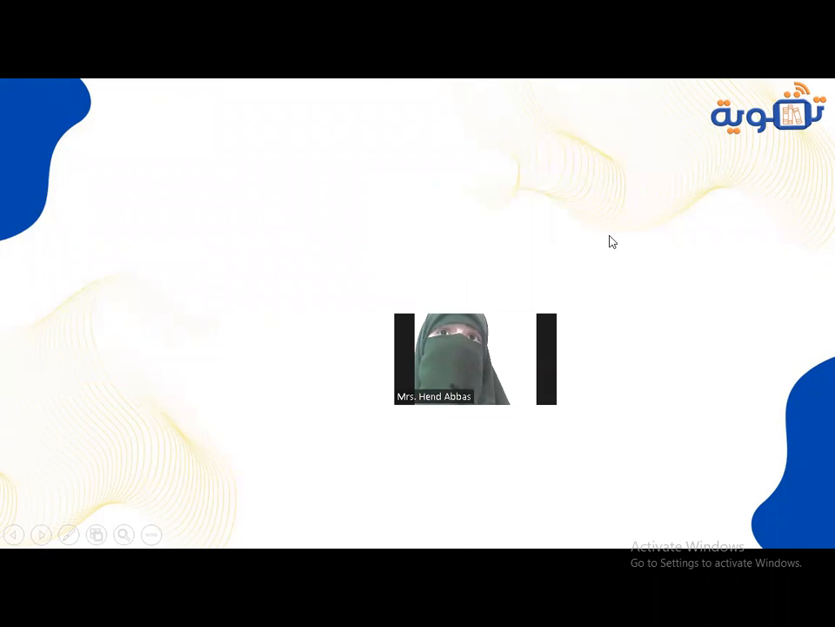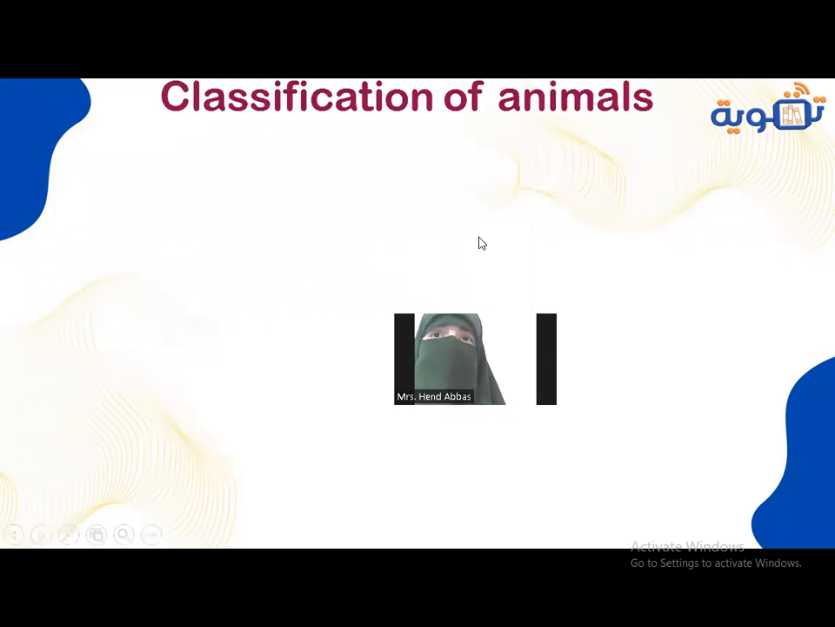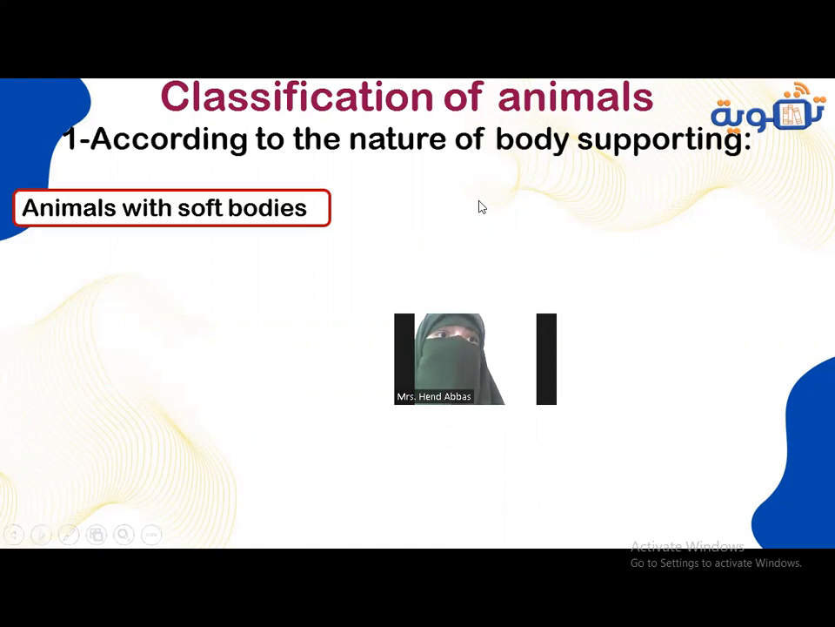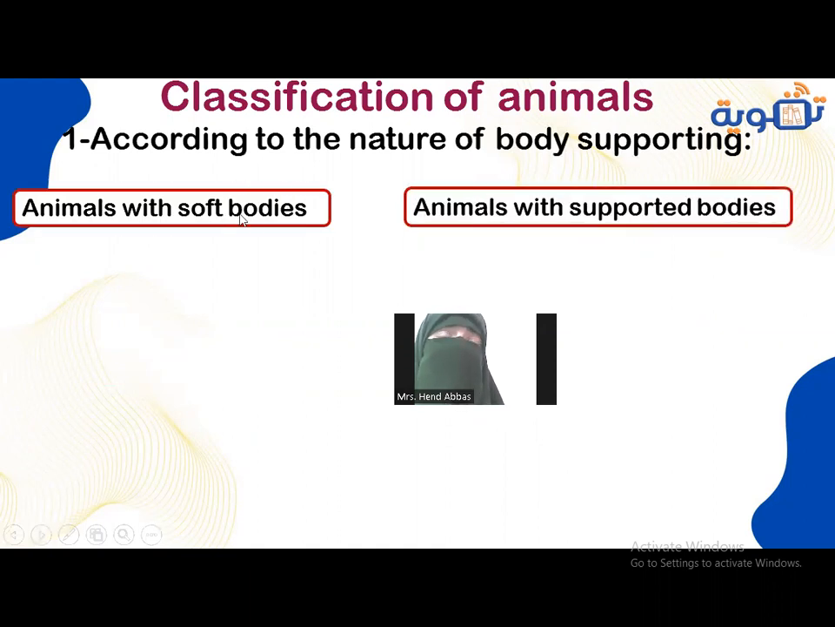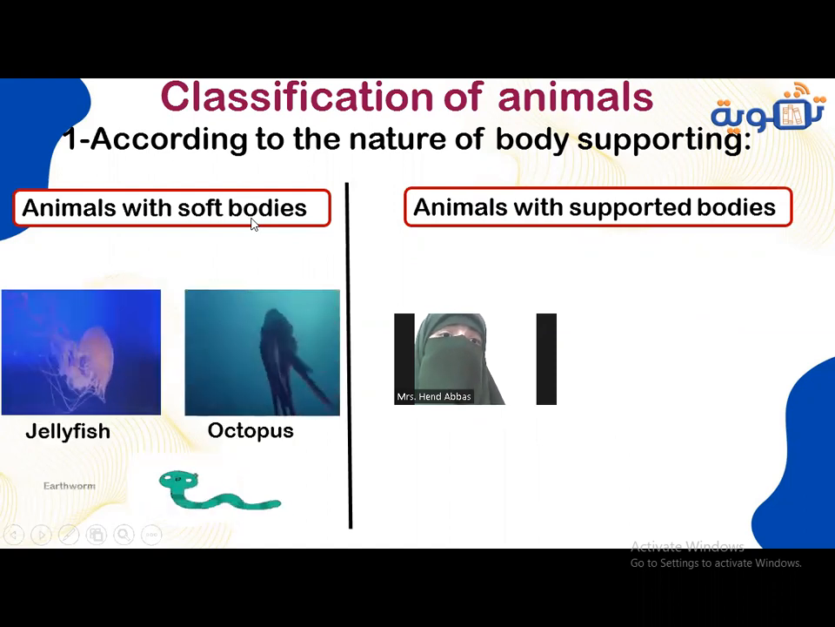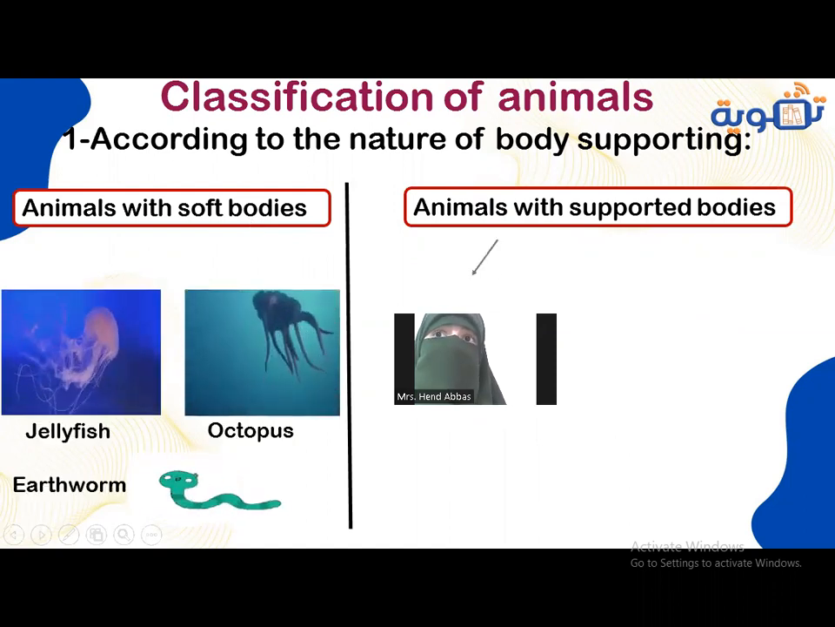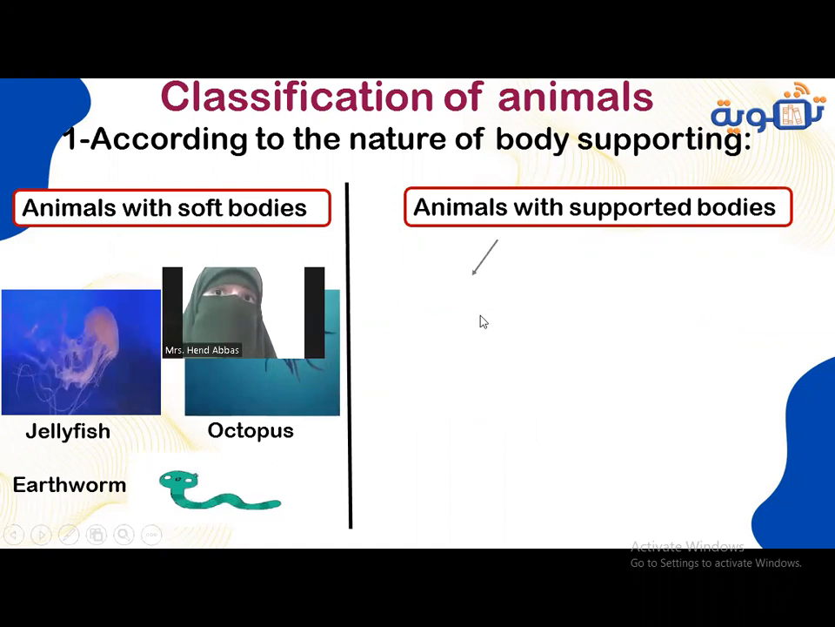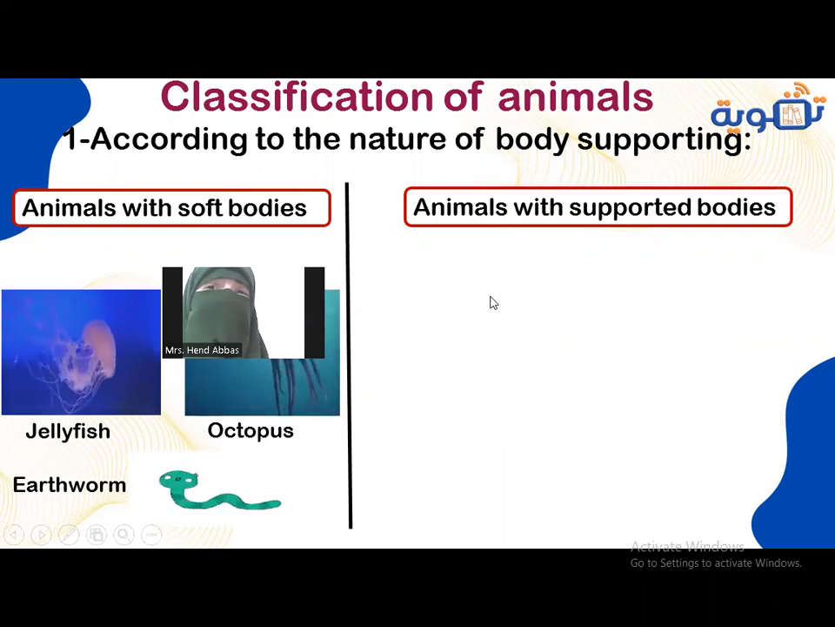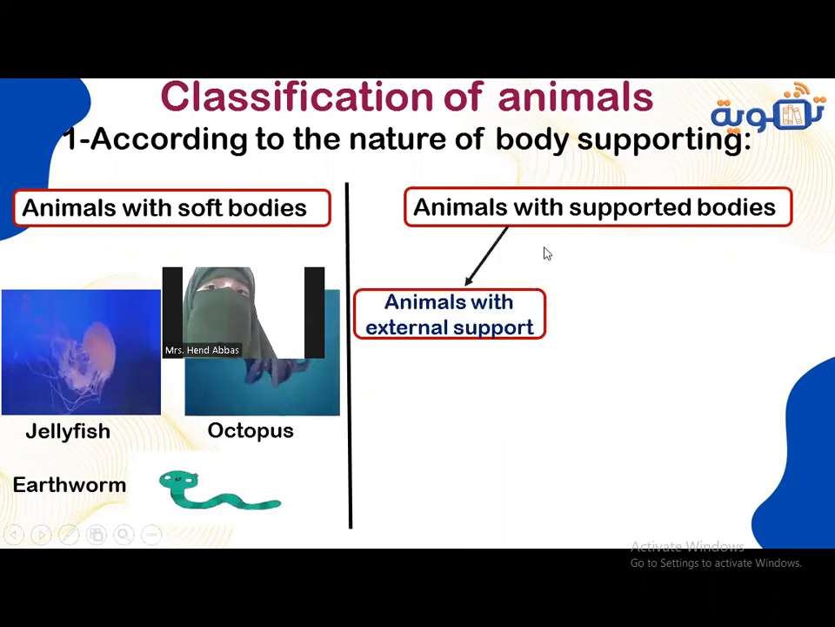Okay, the classification of animals. Classification of animals according to the nature of the body support. There are some animals that are soft-bodied animals. They don't have any body support, like jellyfish, octopus, and earthworm. There are some animals that have supported bodies. A lot of animals have body support, but according to the location of this body support, we divide them into 2 groups.